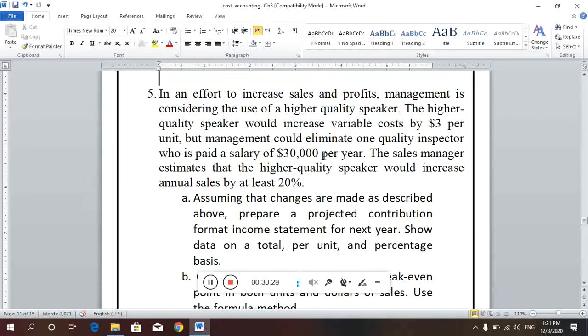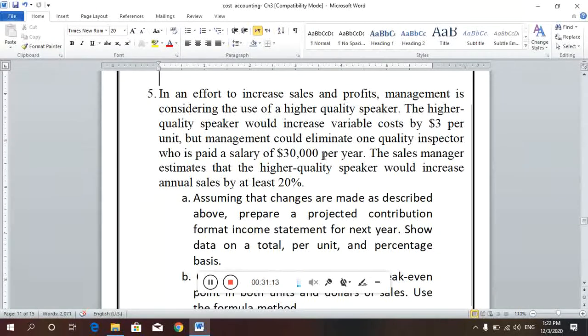Let's continue. The sales manager estimates that the higher quality speaker would increase annual sales by at least 20%. The sales units are 20,000 units, as we said in our example, and it will increase by 20%. So 20,000 units multiplied by 20% gives 4,000 more, so it will be 24,000 units. Our new units sold is 24,000 units. This is given.